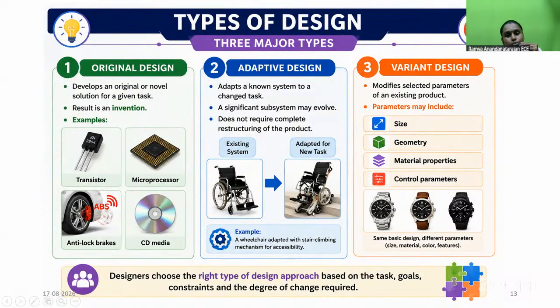That is, the wheelchair should be able to claim, that is, it can be used for climbing the stairs also. You're not going to change the system completely. You're going to make some modifications so that it can adapt to a new task. So this is adaptive design.